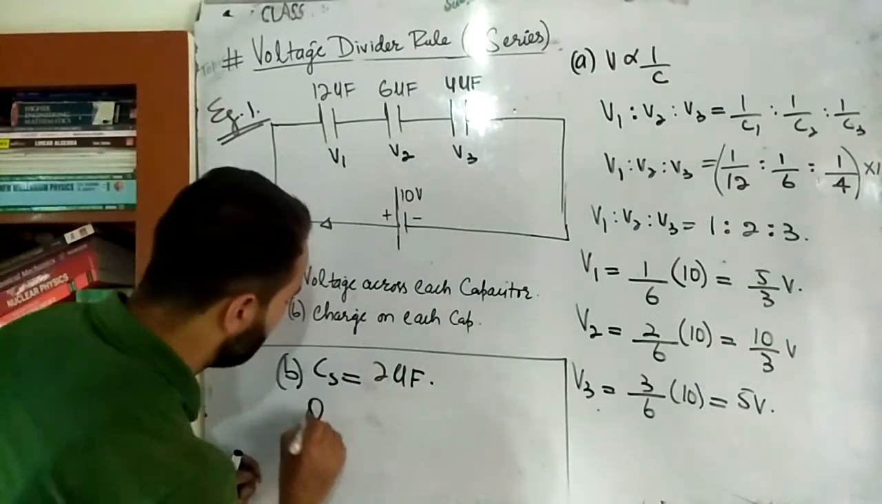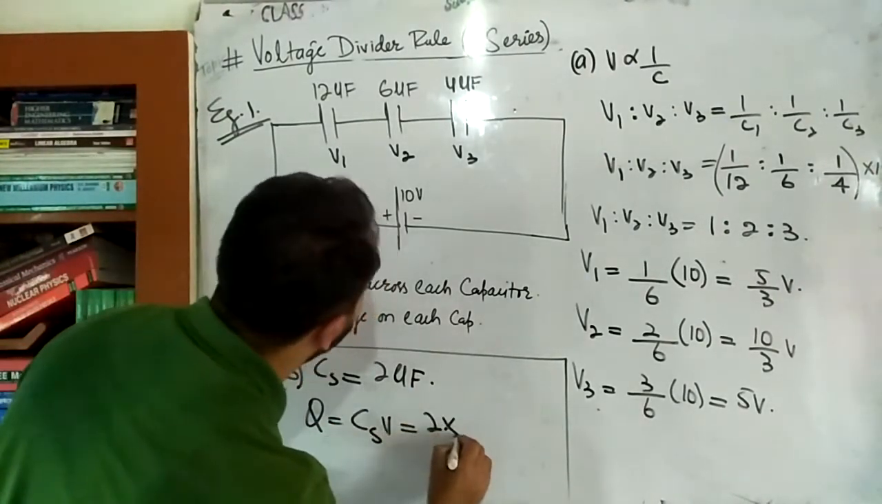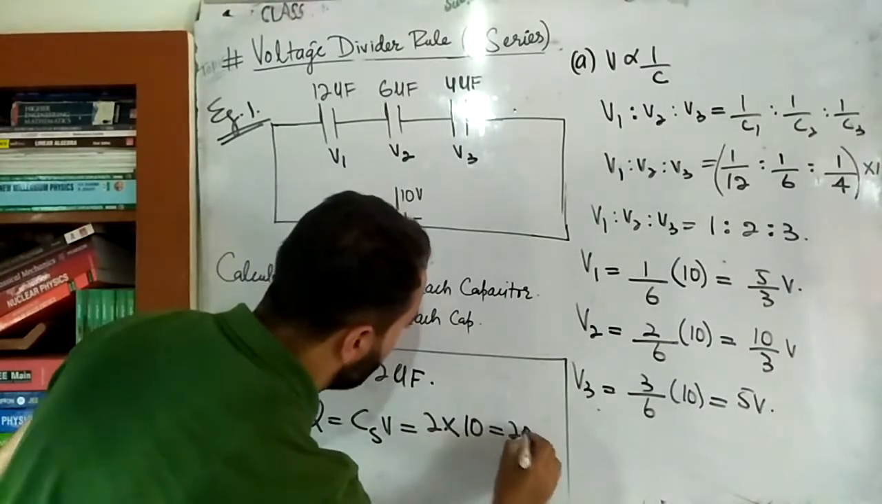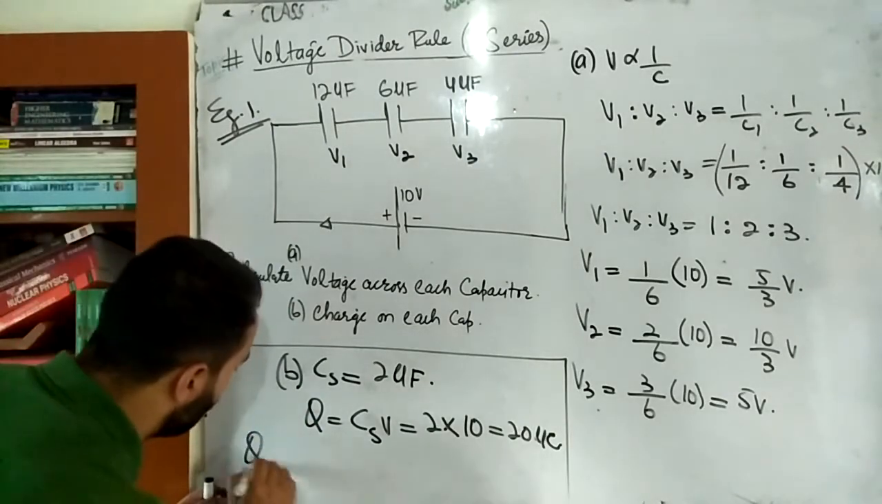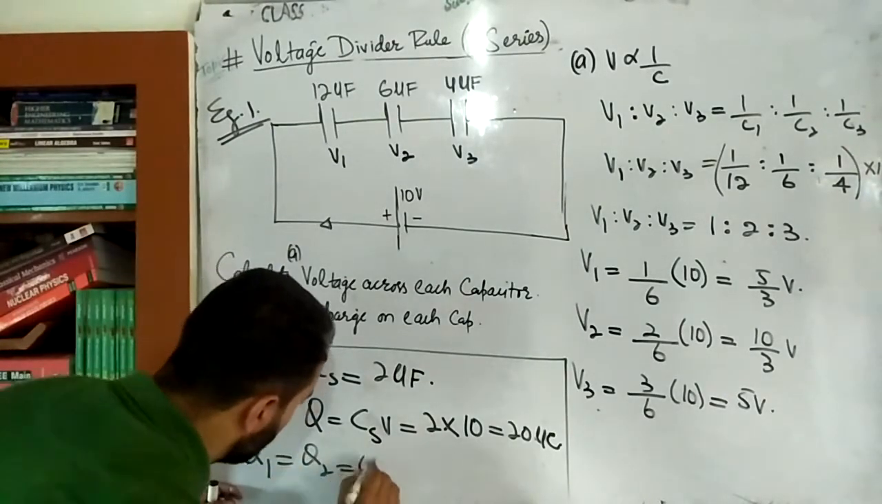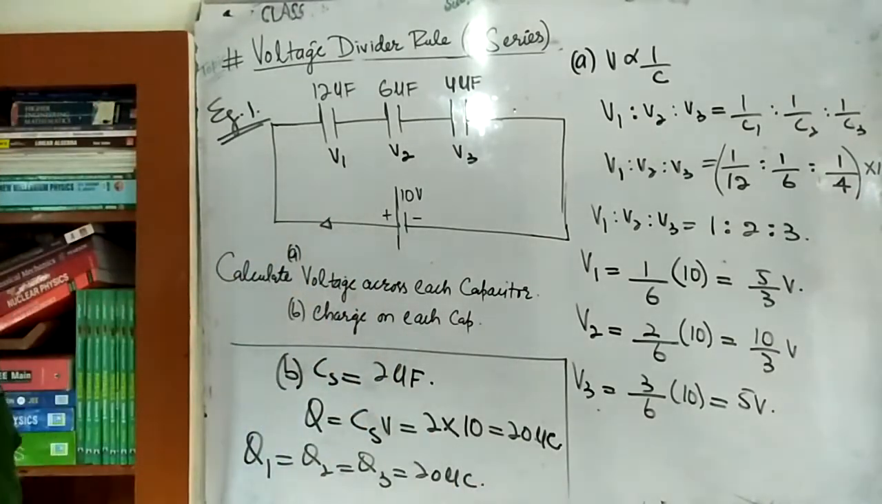So the equivalent capacitance will be 2. So Q will be equal to simply C multiplied by V, CS multiplied by V, 2 multiplied by net potential difference 10, so that's equal to 20 microcoulomb. So this is 20 microcoulomb, and Q1 will be equal to Q2 will be equal to Q3 will be equal to 20 microcoulomb. Simple. Getting it or not? Okay. Pause the screen right now.